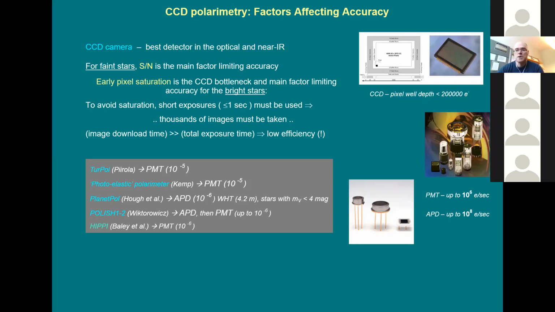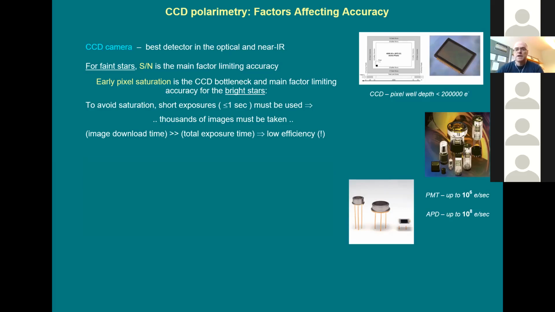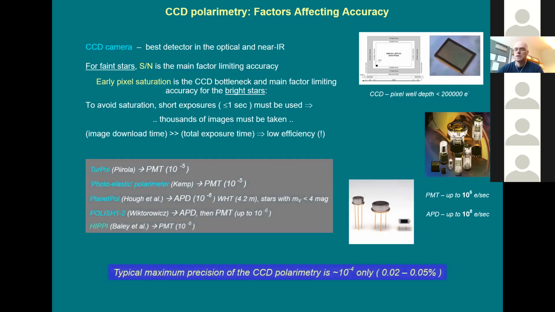Of course, PMTs and APDs have their own disadvantages. They are not as sensitive as CCD cameras. They are noisier in general, and they are single cell detectors, so the polarization of the sky should be measured separately, which is not very convenient. Nevertheless, it was believed then that a CCD camera is the best detector for the low flux polarimetry domain, while a PMT or APD is the detector of choice for the high absolute accuracy domain.